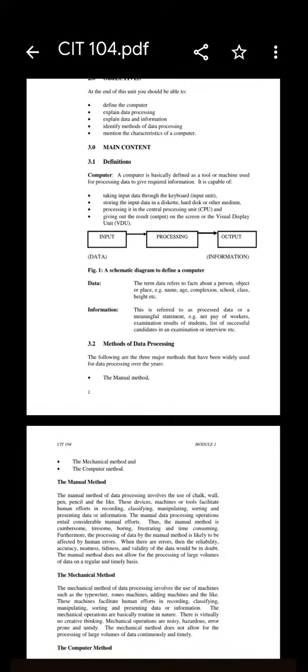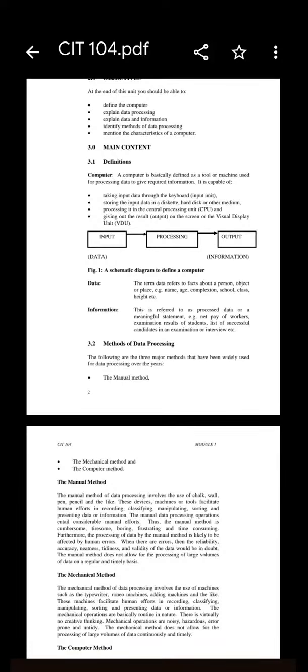Information is processed data that has meaning, that you can get meaning from. For example, they can say Thompson scored 75% in CIT104. But remember that the data was Thompson, 20 years, computer science, 75% in CIT104. Now, say the director of the CIT unit wanted to know what I scored particularly in CIT104, because I'm doing other courses too: physics 102, maths 102, GST 102 and others. So you want particular information of what I got in CIT104.